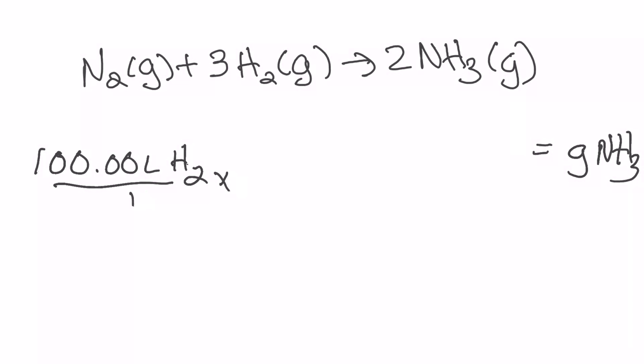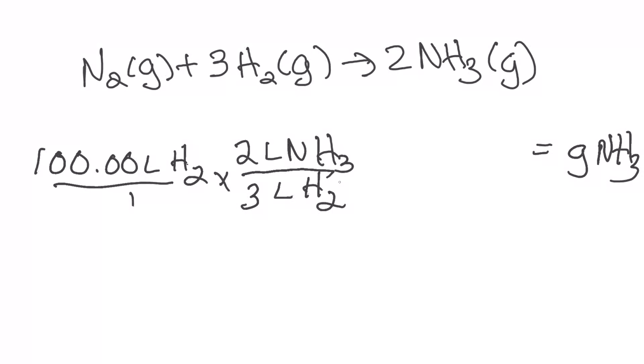So what could I use? Well, I can still use the balanced equation and use the numbers in front as liters, because I am at 2 atmospheres and 25 degrees Celsius. So I'm at a set temperature and pressure. From this balanced equation, I know that there are 3 liters of hydrogen needed to make every 2 liters of ammonia gas. So there I have that.